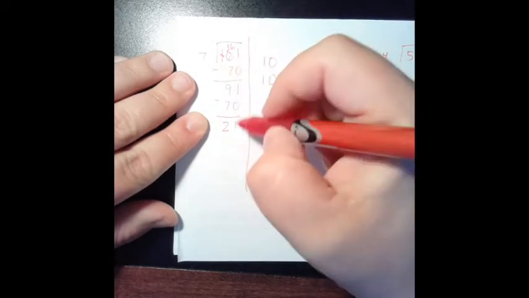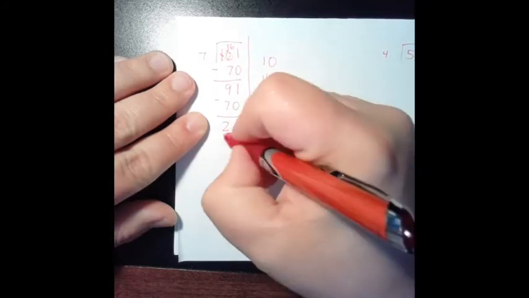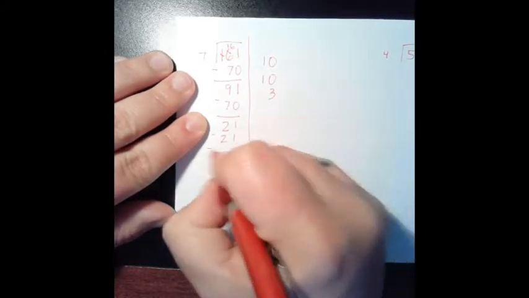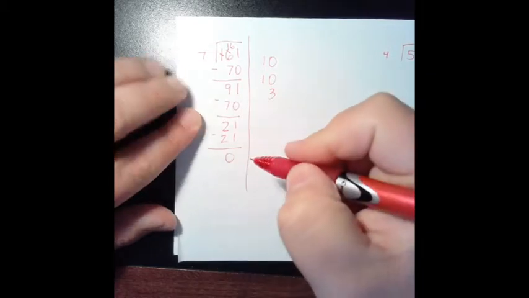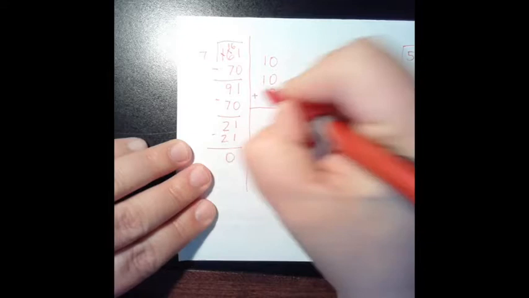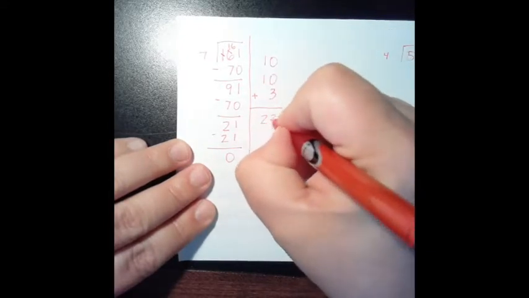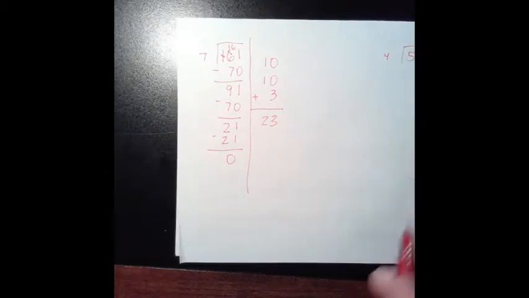Now I know that 7 times 3 is 21, so I'm going to go right ahead and put 3. 3 times 7 is 21. Take away the 21 that we have left, and now we have a remainder of 0. So we can go and add our side thing to figure out our answer. So 20 plus 3 is 23, our answer. So we'll go ahead and put that over here.